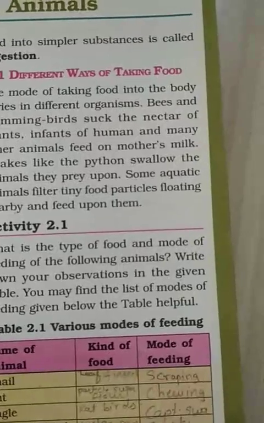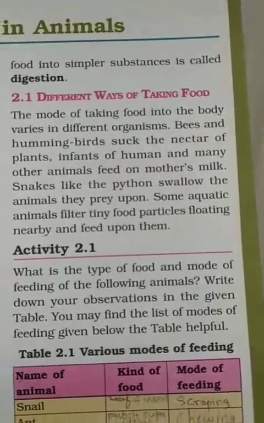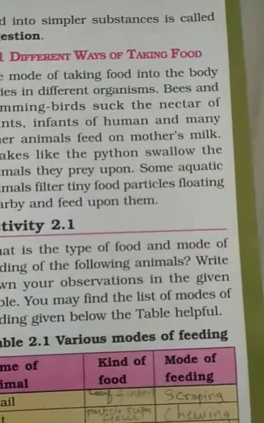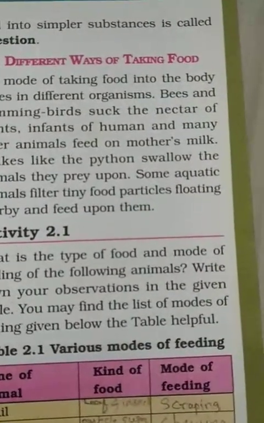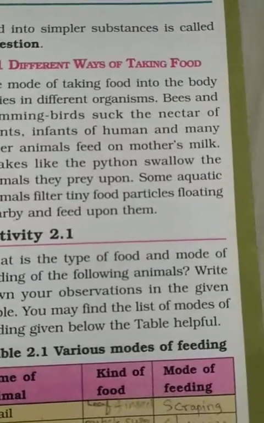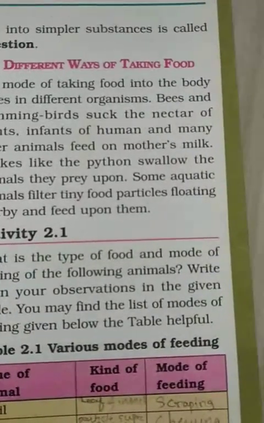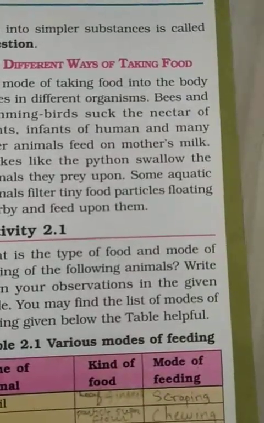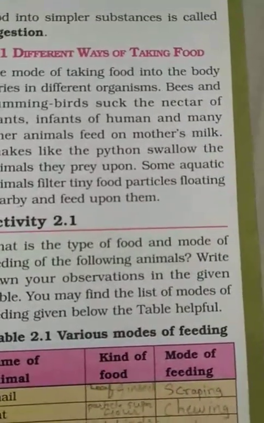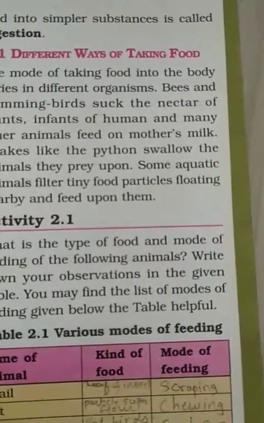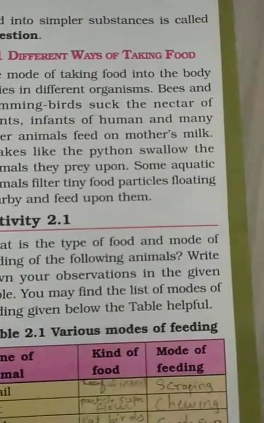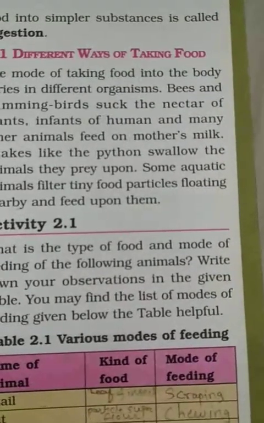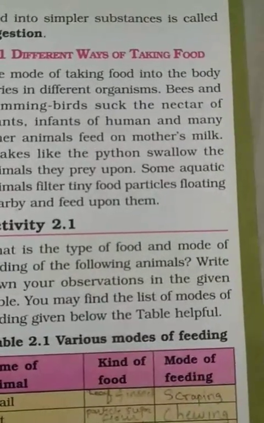Now we are going to see the next topic, that is the different ways of taking food. How are we taking food? We have our mouth, and in that mouth we have tongue, teeth and saliva. So using this we take in our food. The mode of taking food into the body varies in different organisms. It varies in human beings, it varies in insects, it varies in animals.